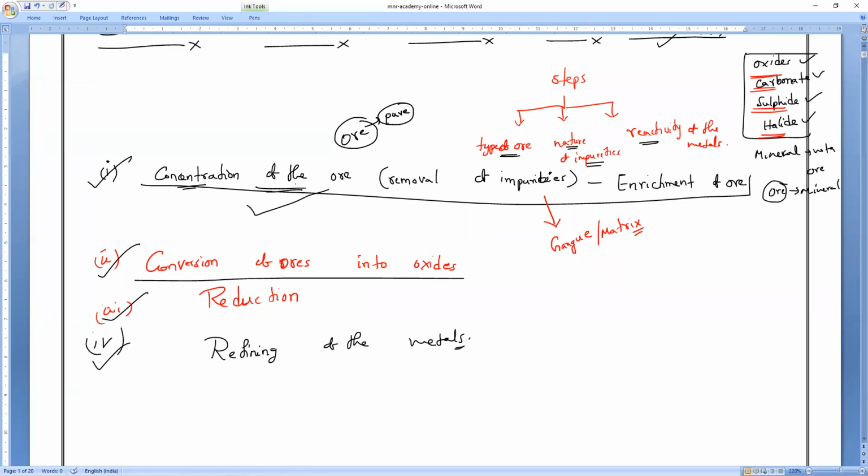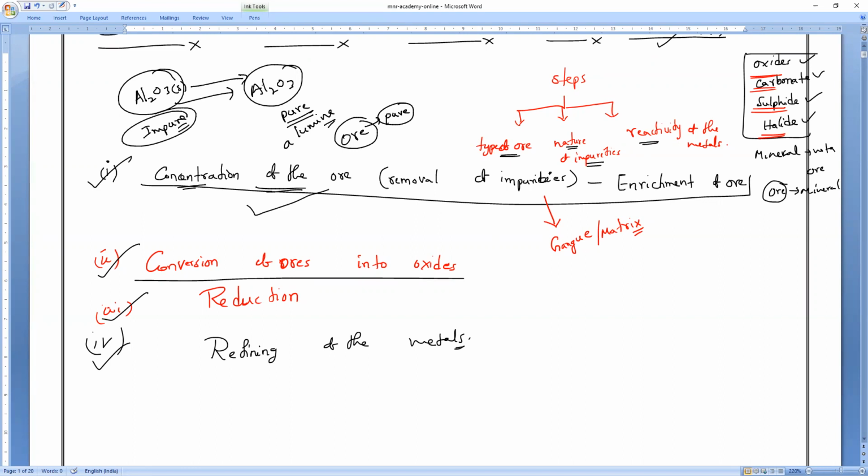If you take for example aluminum oxide, that is bauxite. Before, it contains many impurities, solid impurities and other chemicals. After the process, we get Al2O3 again, but this Al2O3 is pure. The other one is impure and contains many impurities. Here it contains only aluminum oxide, pure. That is what we call alumina. So every ore has to be converted like this. That is step one, enrichment of the ore, which we call concentration of the ore.